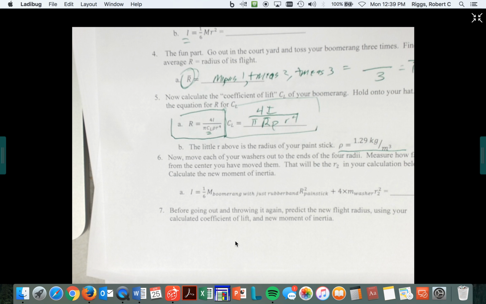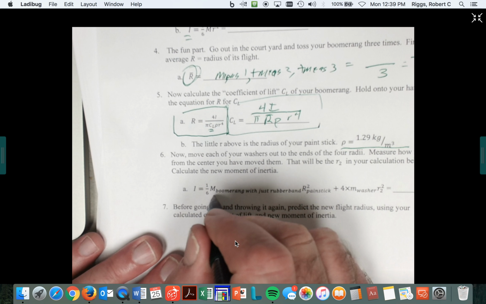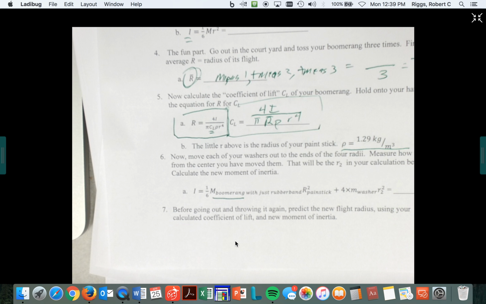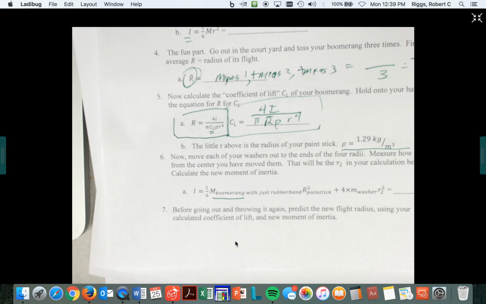Now move each of your washers out to the ends of the 4 radius. Measure how far out from the center you have moved them, and that will be R2 in your calculation below. So you say R, which is your mass of the boomerang now, not the total mass. It's just the mass of the boomerang with just the rubber bands, and R squared for the paint stick. Okay? So this will be a different I.